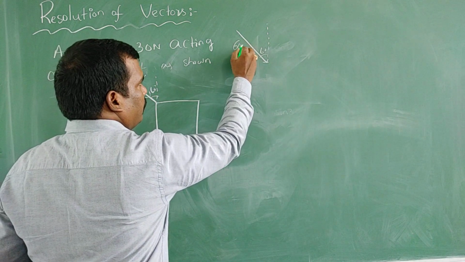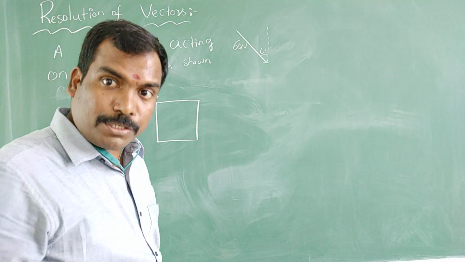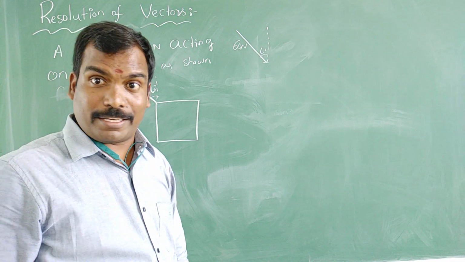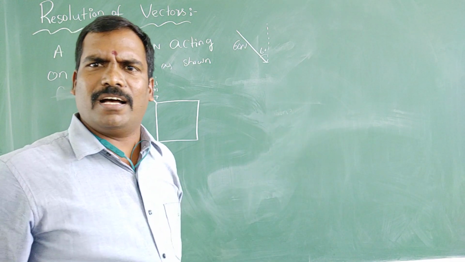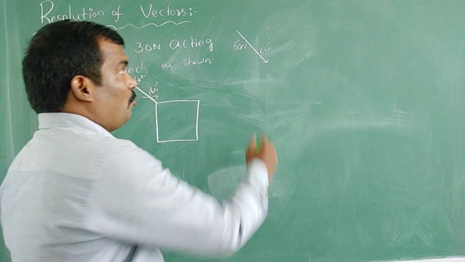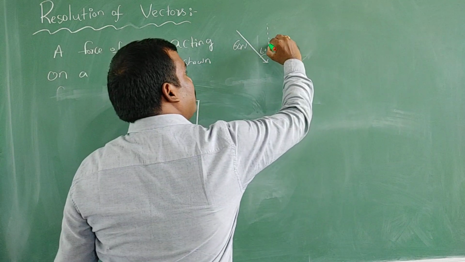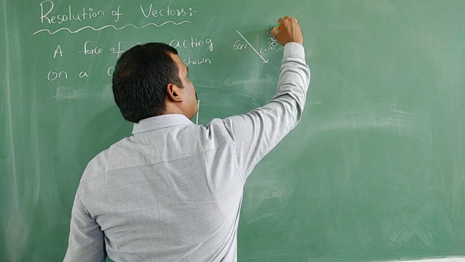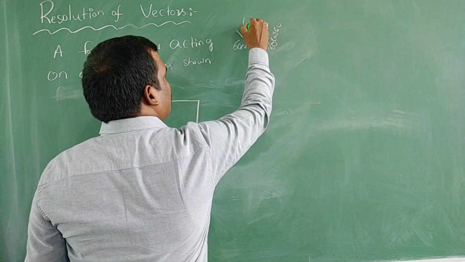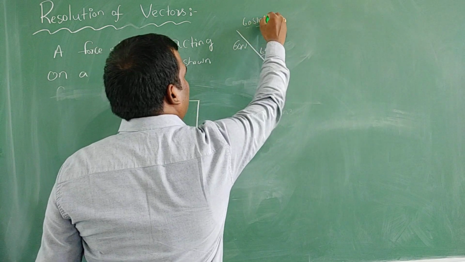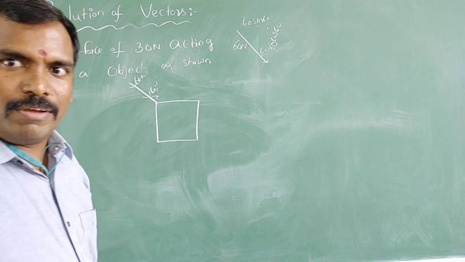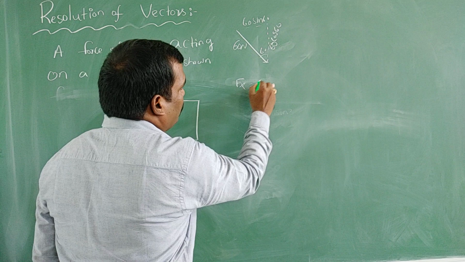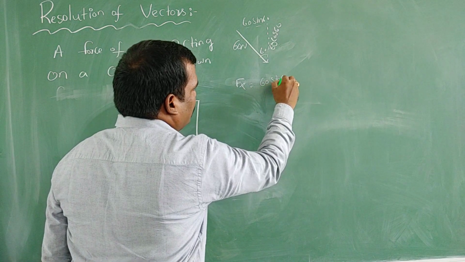Now, when we are resolving, if we conclude which is the adjacent side and which is the opposite side, our task is easy. Now the 60 degree adjacent side is here. This we can write as 60 cos 60. Here it is 60 sin 60, the opposite side. When we are writing Fx, it is equal to 60 sin 60.